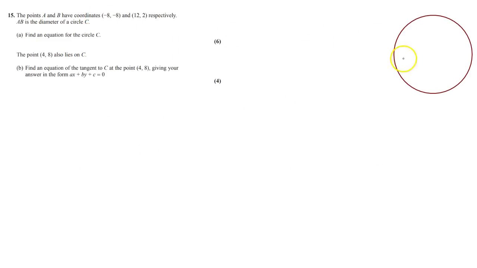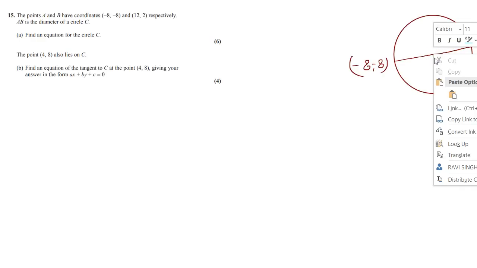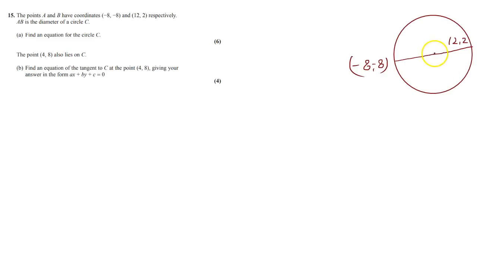This is a circle and this is a diameter. The points are -8, -8 and 12, 2. So we have to find the coordinates of the center. Find the equation of the circle. So for the equation of the circle, we need the equation of circle, x minus a square plus y minus b square is equal to r square. So we need this radius and we need this point.